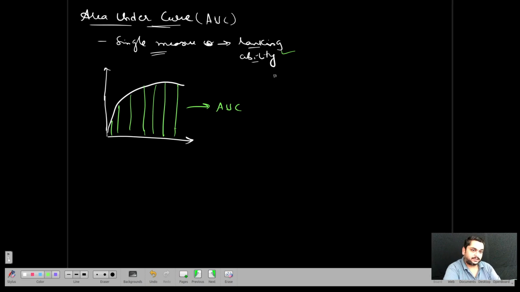Now, there are some concepts here. If you observe the graphs, based on this area, we can tell how good the model is. This is my FPR and this is my TPR. Suppose the original ROC curve is like this.